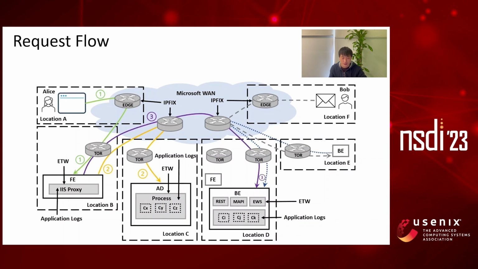In step 3, the FE will query that back-end machine for which back-end machine holds Alice's mailbox. And in step 4, it will route the actual request to Alice's mailbox. In some cases, all these machines involved and user clients are in different locations, and each step will generate a long-haul traffic flow.